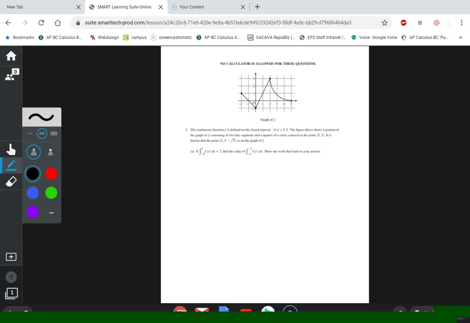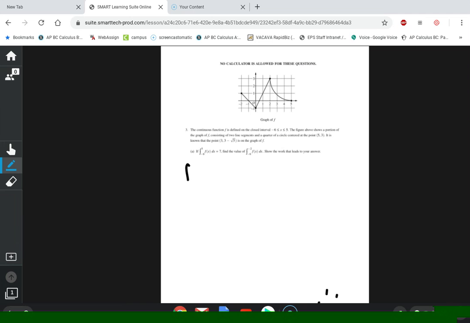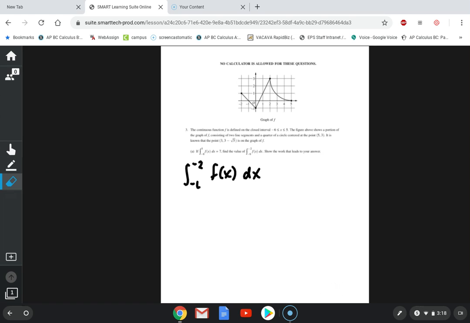It says a continuous function f is defined on the closed interval from -6 to 5. And this shows a portion of the graph starting at -2 and going to 5. For part A, we want to find the integral from -6 to -2 of f of x dx. And we know the area under the curve is equal to the integral, so we are looking for that area under the curve.